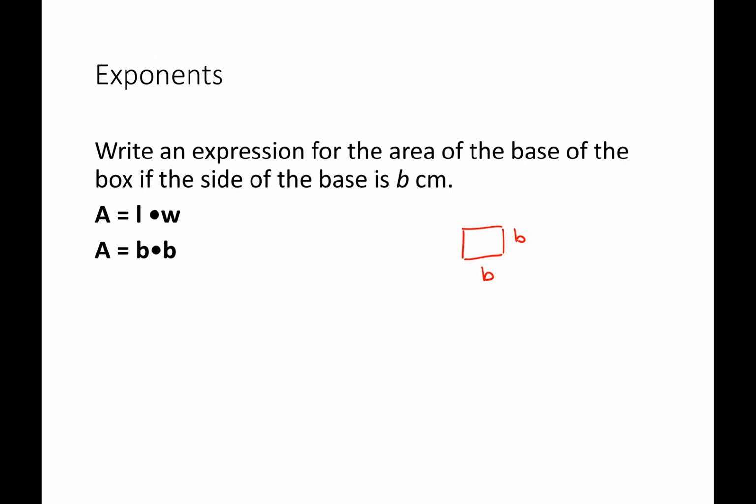What is my simplified answer going to look like? Tommy, do you know? How can I shorthand B times B? Owen? B to the second power. Yep, great job. So that's what our answer would look like. B squared centimeters squared.